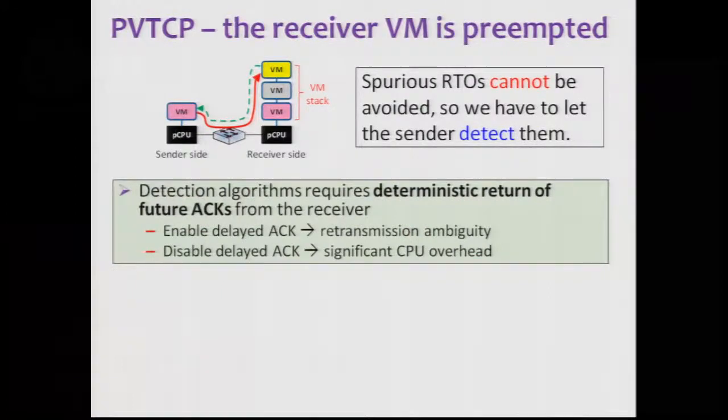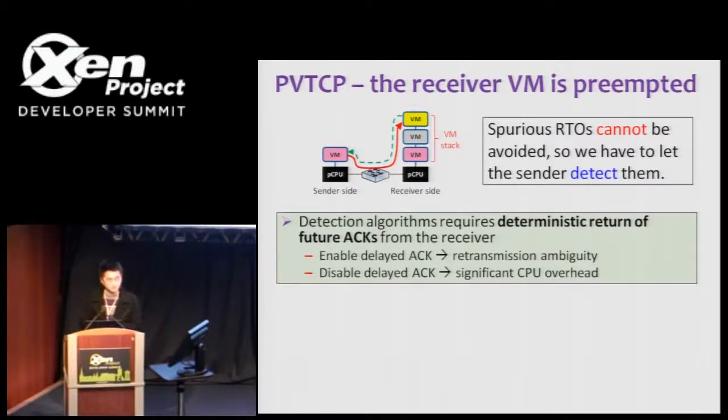For the receiver side problem, since spurious RTOs must happen, we have to let the sender detect such spurious RTOs. The core of detection algorithms is to eliminate the retransmission ambiguity. That is, the sender must distinguish the ACKs for the original transmission and the retransmission. Delayed ACK can cause retransmission ambiguity because it allows the receiver to return one ACK for multiple segments instead of for each segment. So whether to use delayed ACK is actually a trade-off between the retransmission ambiguity and CPU overhead.